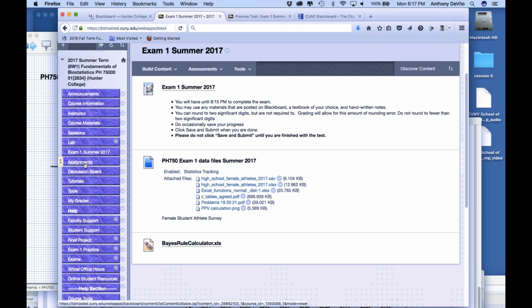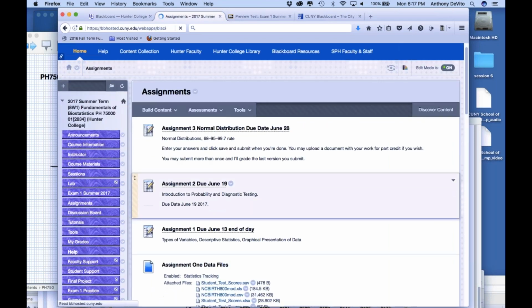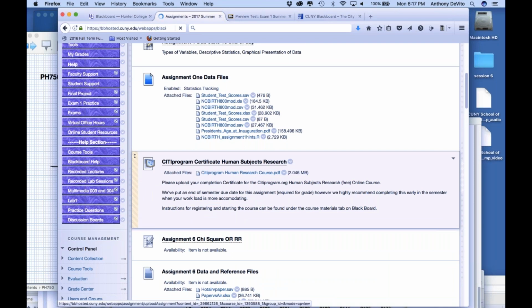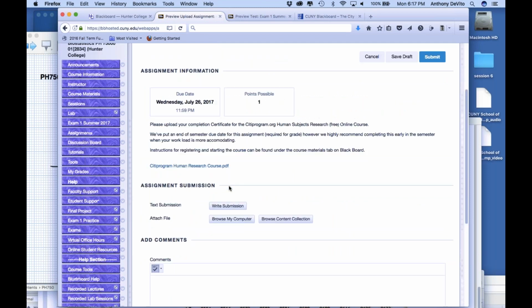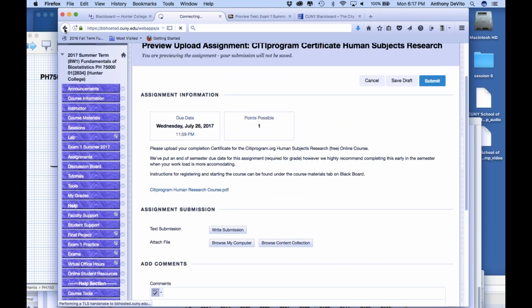But I think if you go into assignments, you should see a city program right here. And if you click on that, it should give you a place where you can attach a file. You can upload it here. So you should see that on your version. It's back a little bit.